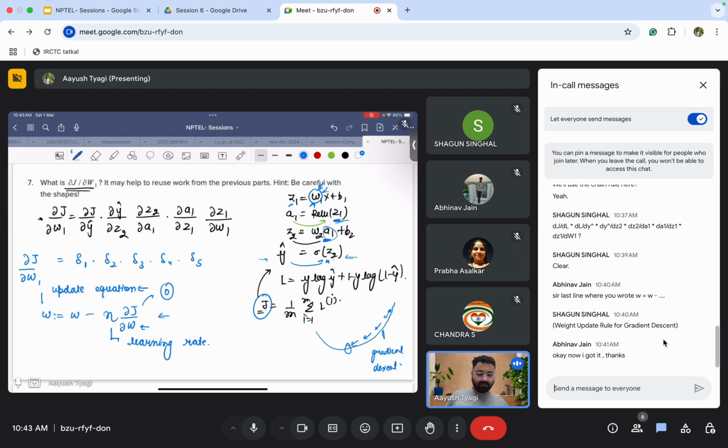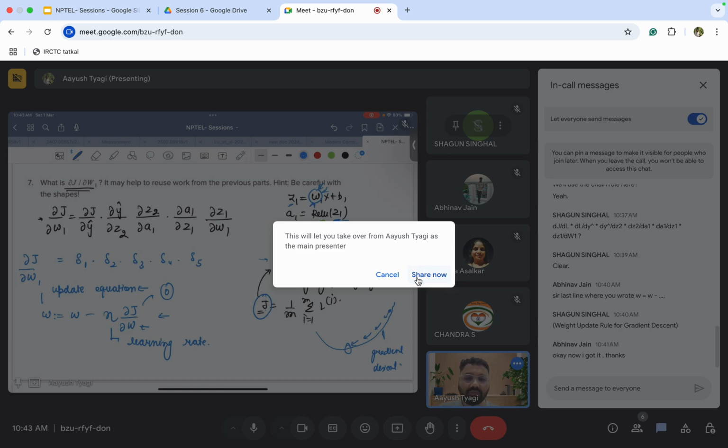Okay, makes sense, right? Okay, so next I think we'll move to looking at the features basically. So we'll move to filter based methods.